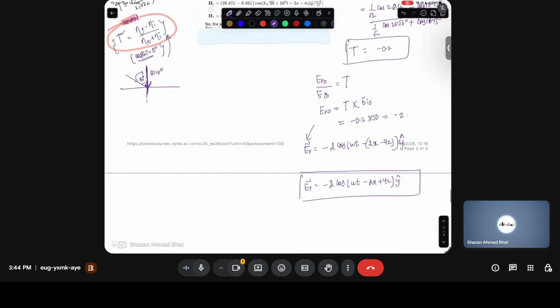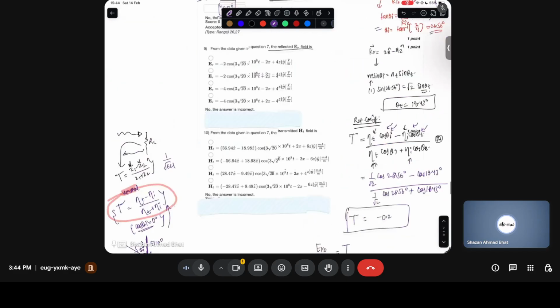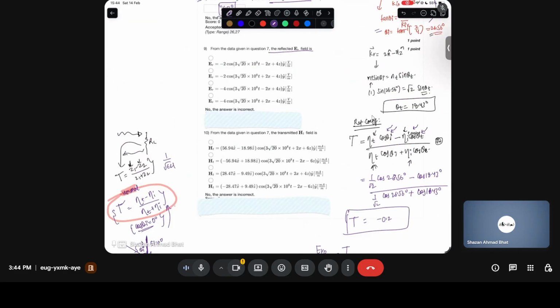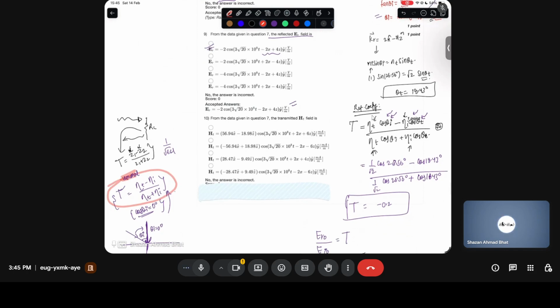So this is the reflected electromagnetic wave. You see there will be a trick here: minus 2x plus 4z is the answer of this question. This is the exact answer. Sometimes they play a trick, because if you don't take the negative sign out, you will be trapped here and sometimes write it wrongly. So make sure that you write it as omega t minus some sort of kz here.